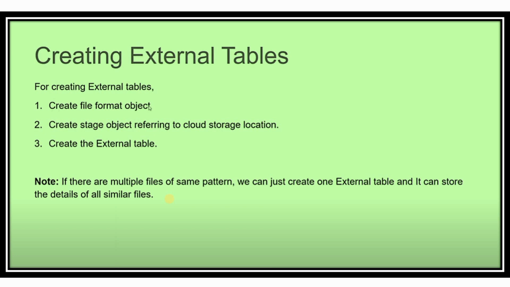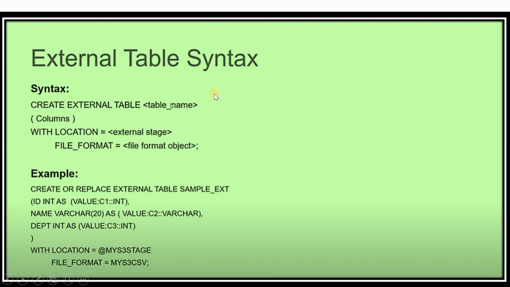All the 4 files have a similar type of data. Then you create just one external table, and it will store all the 4 files in a single table. That's all this point is saying. So this is about how to create an external table. First of all, you have to create a file format and a stage. Now let's understand the syntax of the external table.